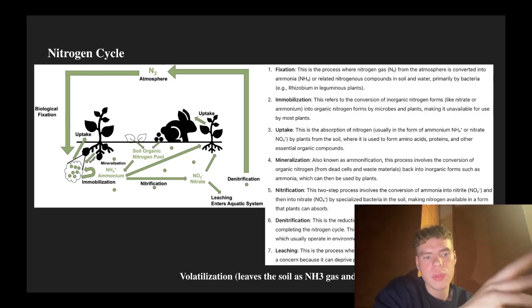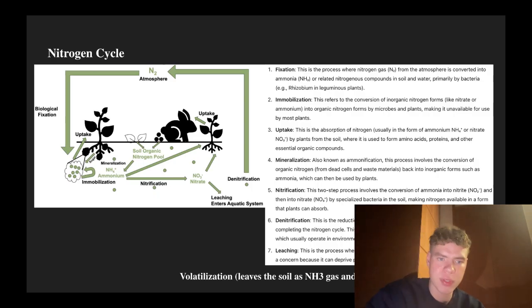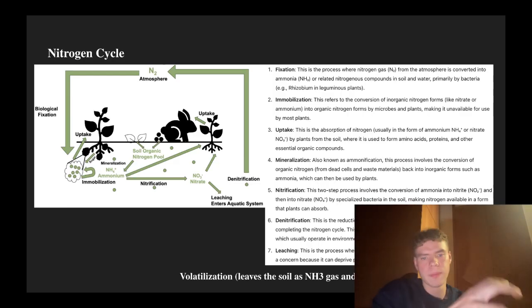So this process called the nitrogen cycle that happens in the ground mainly allows plants to grow, because plants absorb this nitrogen and that allows them to grow. So we have different processes of the nitrogen cycle. We have fixation, immobilization, uptake, mineralization, also known as ammonification, nitrification, denitrification, leaching, and volatilization. This is just a flow of how nitrogen goes through the atmosphere.